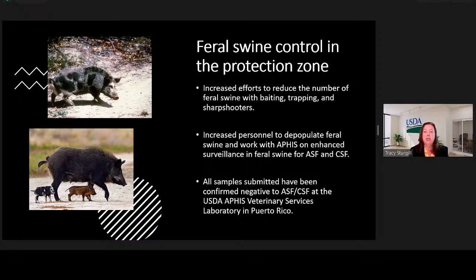And all the submitted samples thus far have been confirmed negative to both African and classical swine fevers at the USDA APHIS Veterinary Services Laboratory in Puerto Rico, when they've been samples in Puerto Rico or the Virgin Islands, and at the National Veterinary Services Laboratories for any samples from feral swine on the mainland.